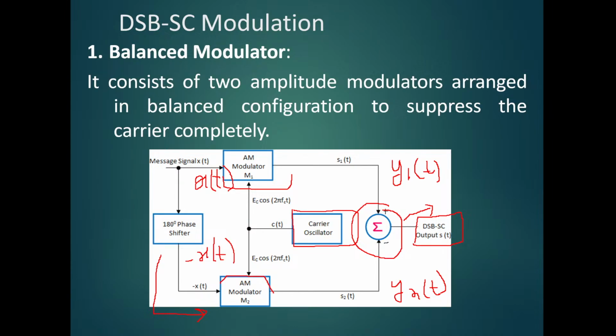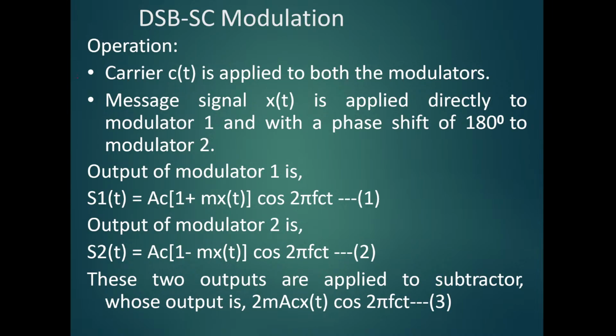So you can see in this very simple manner what we have done. There are two AM modulators, AM1 and AM2. The message signal to the first one is x of t, and the second input to the second modulator is a 180-degree shift. Let's look at the operation. The carrier is applied to both the modulators, but the message signal applied to modulator 1 is x of t, and the input signal to modulator 2 is with a phase shift of 180 degrees. The outputs of both the modulators are then applied to a subtractor, which gives us the final output, that is nothing but a double sideband suppressed carrier.